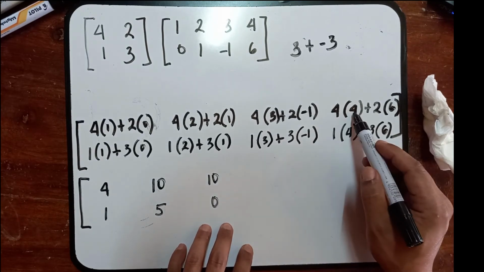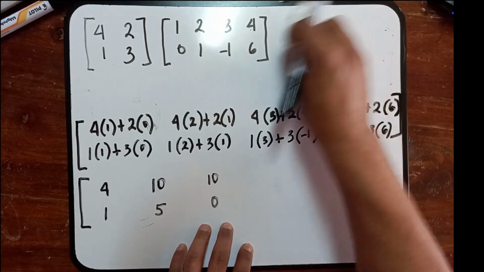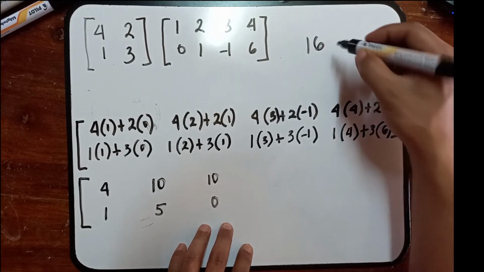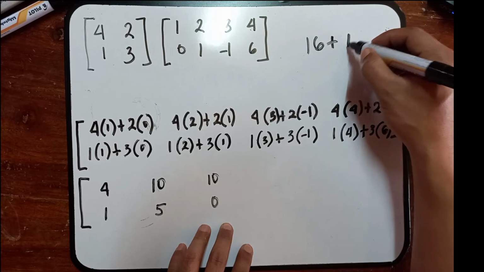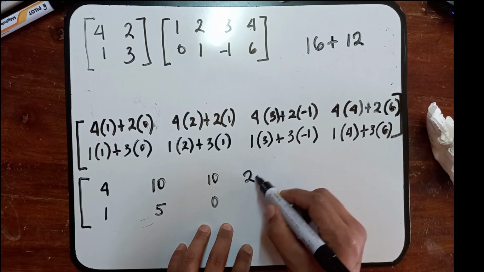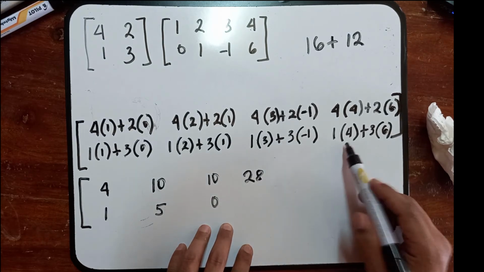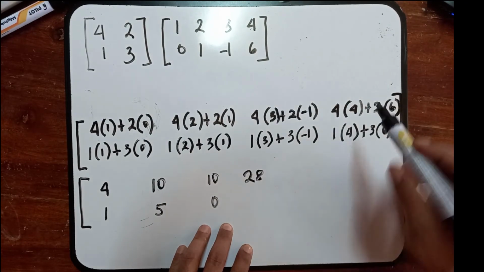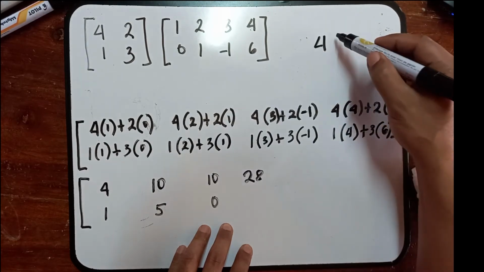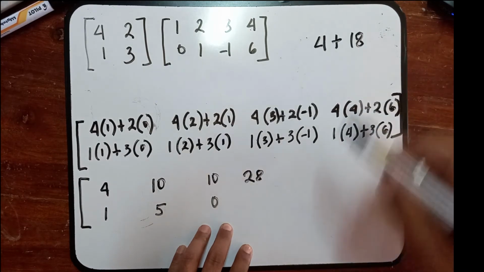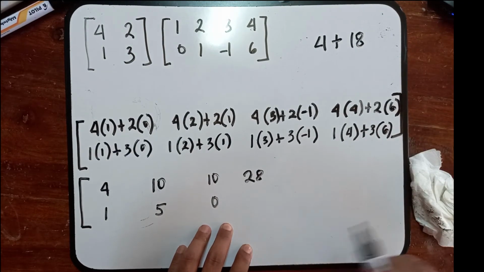And then 4 times 4, we have 16. Okay, so let's write the answer here at the top. 4 times 4 is 16, plus 2 times 6 is 12. Okay, so we have 28. And then at the bottom, let's erase this one. 1 times 4, we have 4, plus 3 times 6, we have 18. So we have 22. Okay, so there you go.